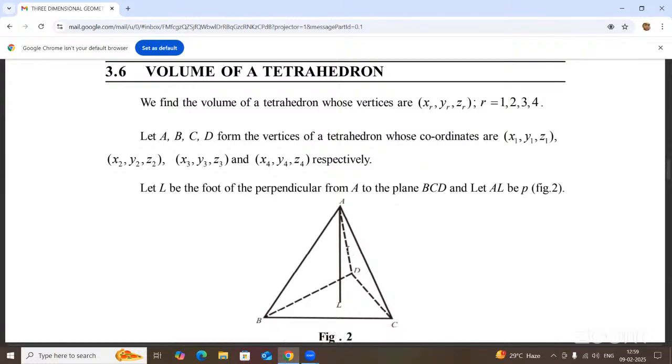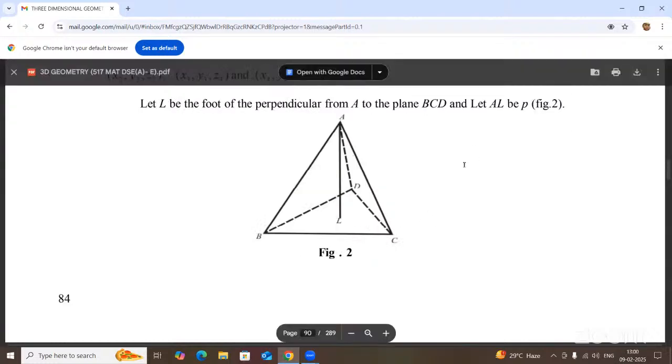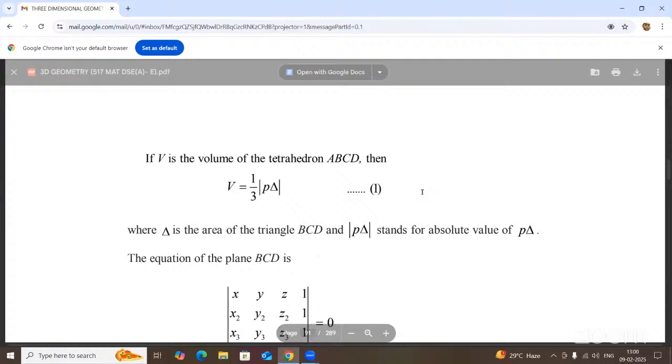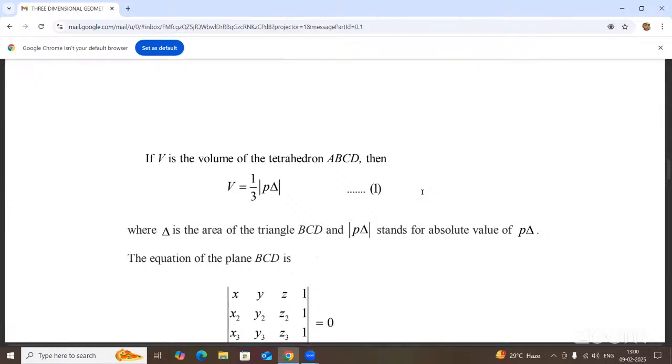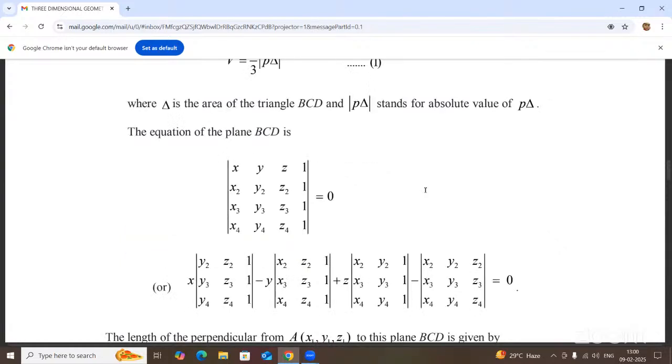Tetrahedron means there are 4 points given: (x1, y1, z1), (x2, ...). A, B, C, D form the vertices of a tetrahedron. According to the tetrahedron, the formula is capital V equal to 1 by 3 delta, that is, 1 by 3 modulus p into delta. Mod p into delta stands for the absolute value of p times delta.